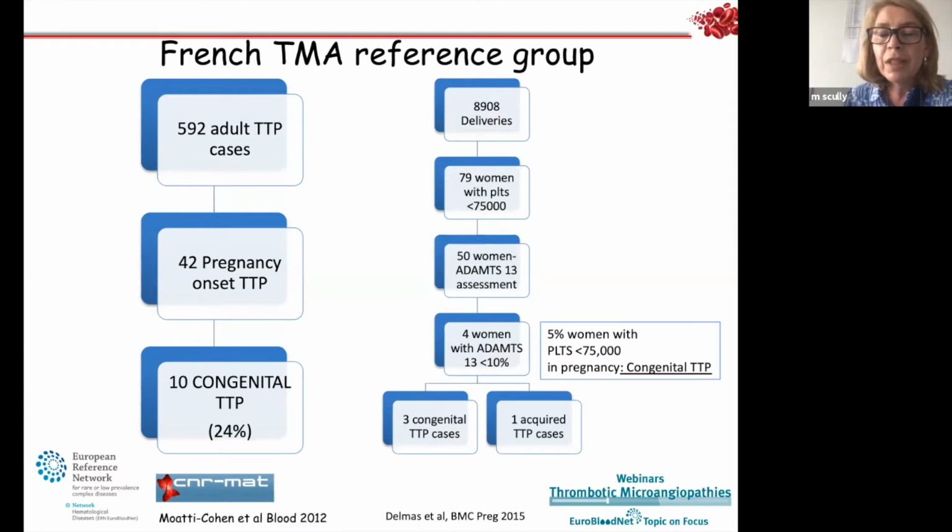And they did ADAMTS13 testing in 50 of the 79 patients, and they found 4 cases with ADAMTS13 levels less than 10%. So essentially, the outcome from this work is that 5% of women with a platelet count less than 75,000 in pregnancy had congenital TTP. So does that matter? As I said, thrombocytopenia in pregnancy is really very common. And in fact, this is so important, it should alter pathways within obstetric hematology so that we consider congenital TTP in patients who have a progressive decrease in platelet count.